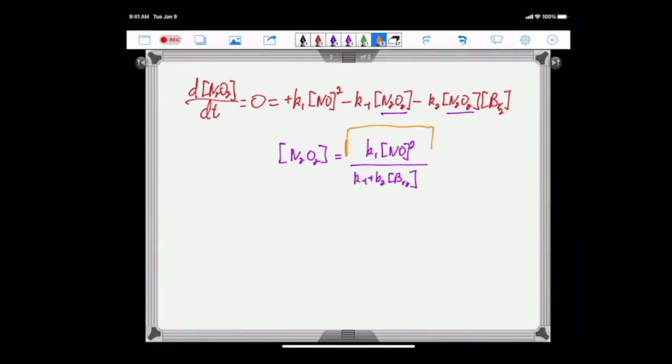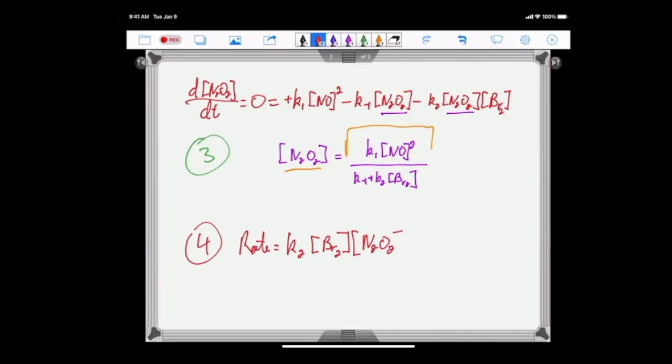So this is now the expression which describes the concentration of our intermediate. That's step 3, what we've got here: an expression that has this concentration. Step 4, we're going to sub it back into our rate expression. Remember we said that d[product]/dt, or the rate of this reaction, is equal to k2 times the concentration of Br2 times the concentration of N2O2.